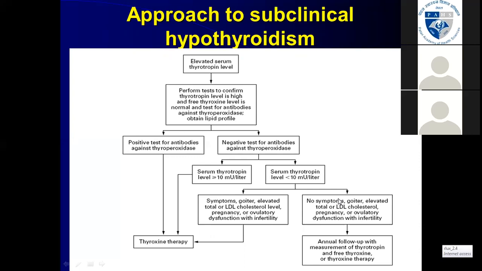But if TPO antibody is negative, then we should measure the TSH level. And if the TSH level is more than 10 milliunits per liter, then we can replace with thyroxine therapy. But if the serum TSH level is less than 10 milliunits per liter, then we should go clinically. If there are symptoms of goiter, elevated total or LDL cholesterol level, if she is pregnant, or ovulatory dysfunction with infertility, at that time we can replace with thyroxine therapy. Otherwise, if there are no symptoms, then annual follow-up is sufficient in subclinical hypothyroidism.